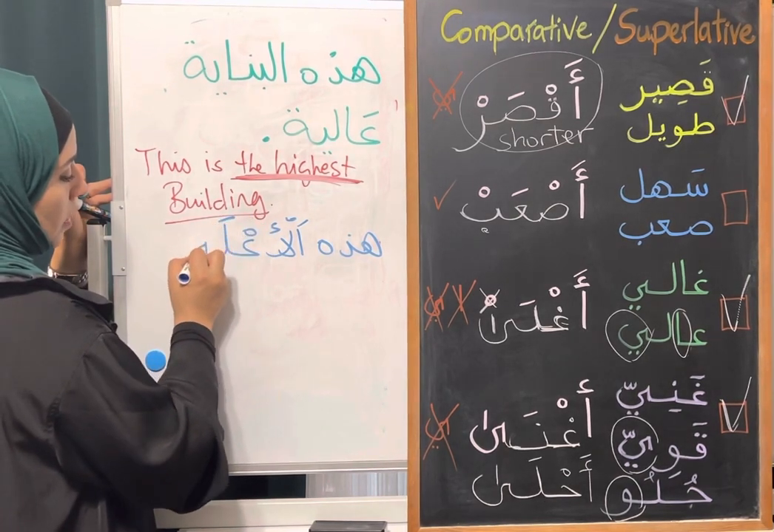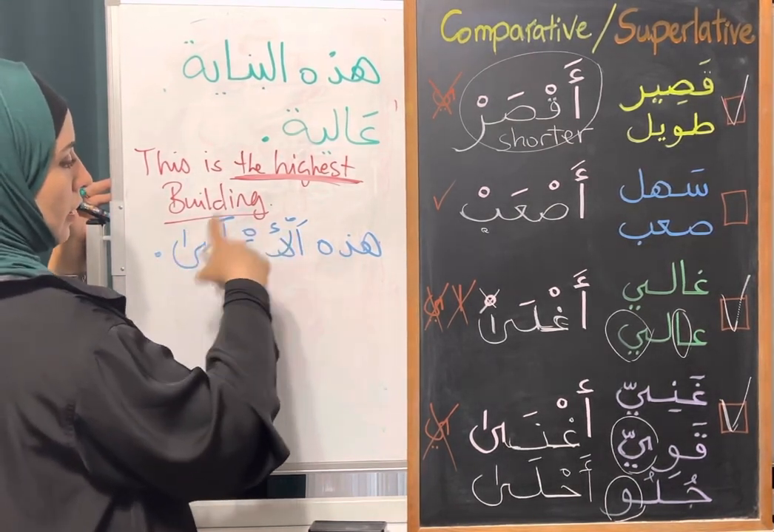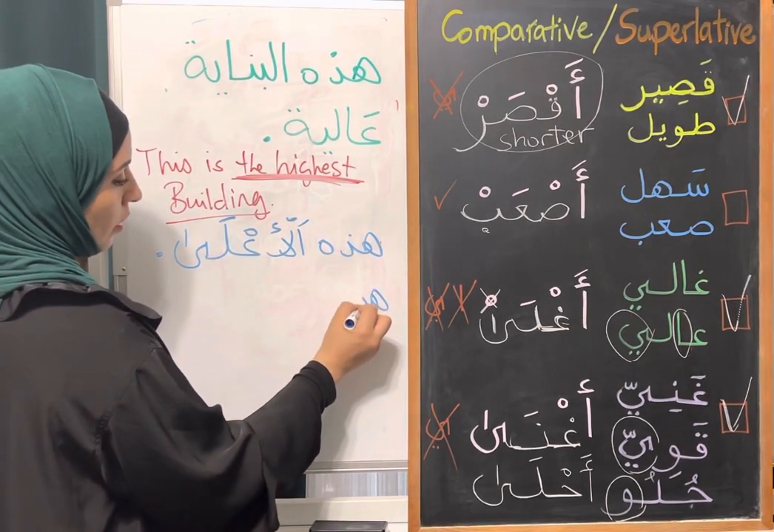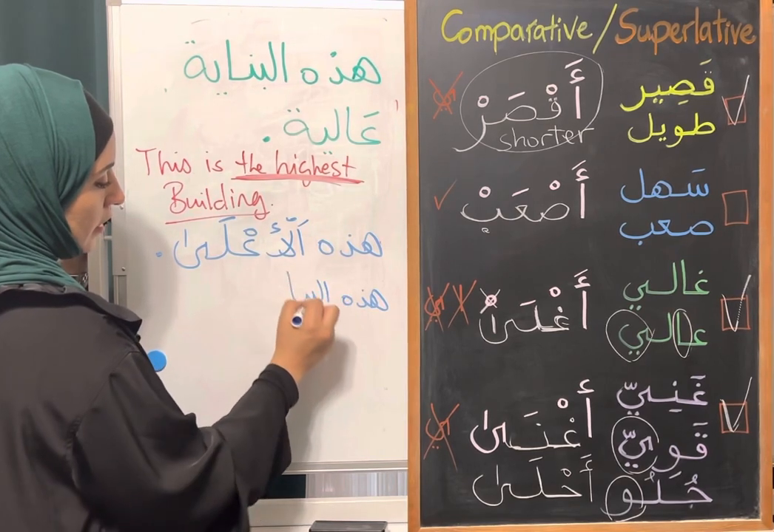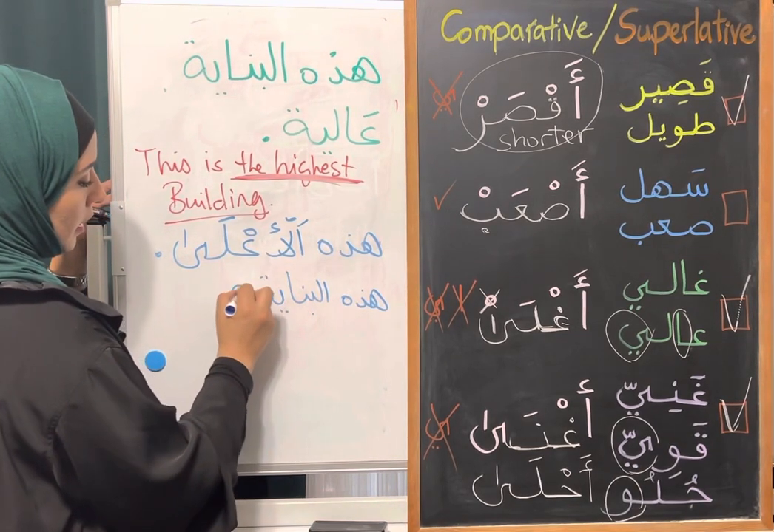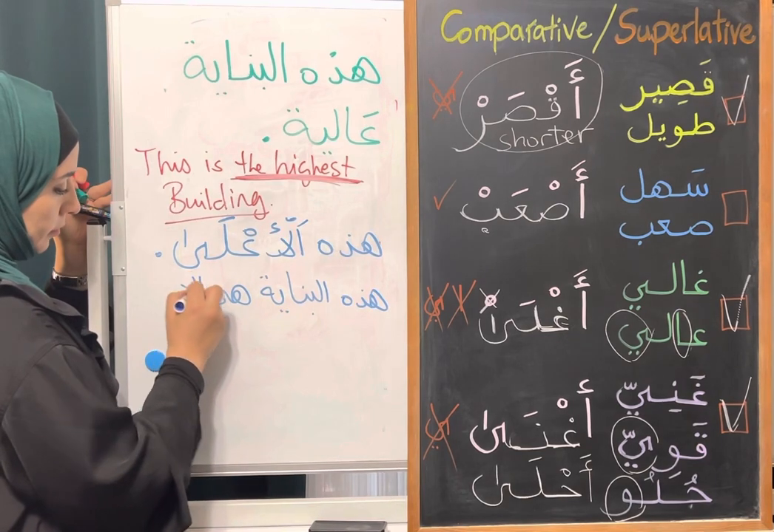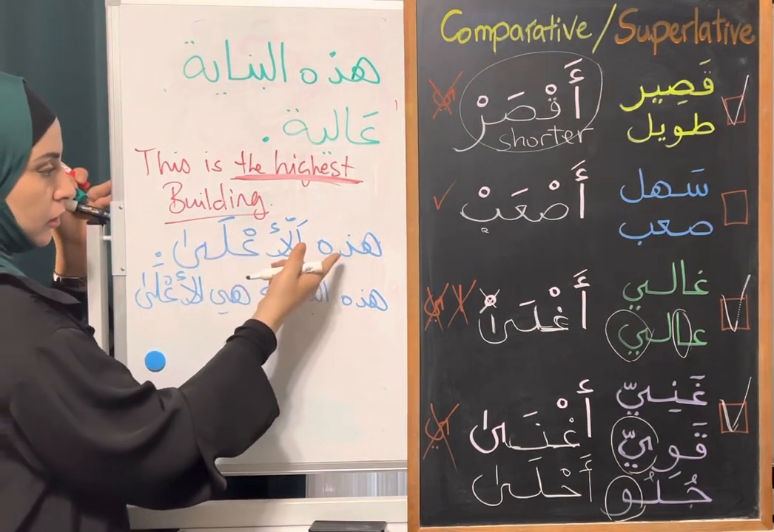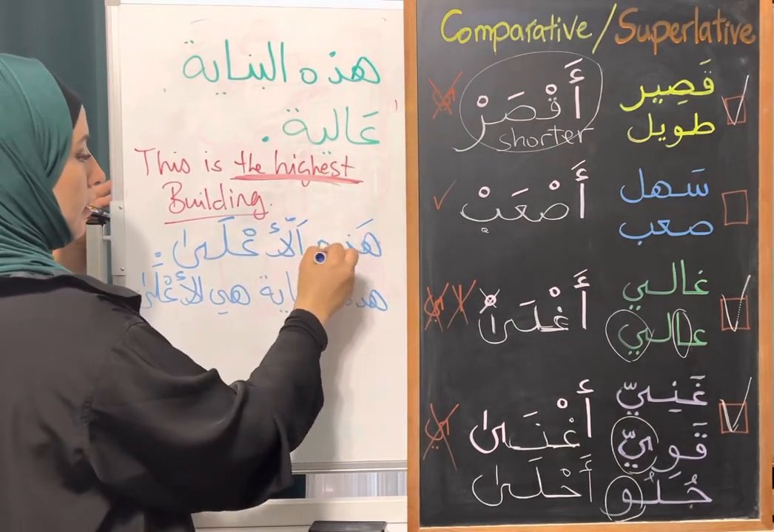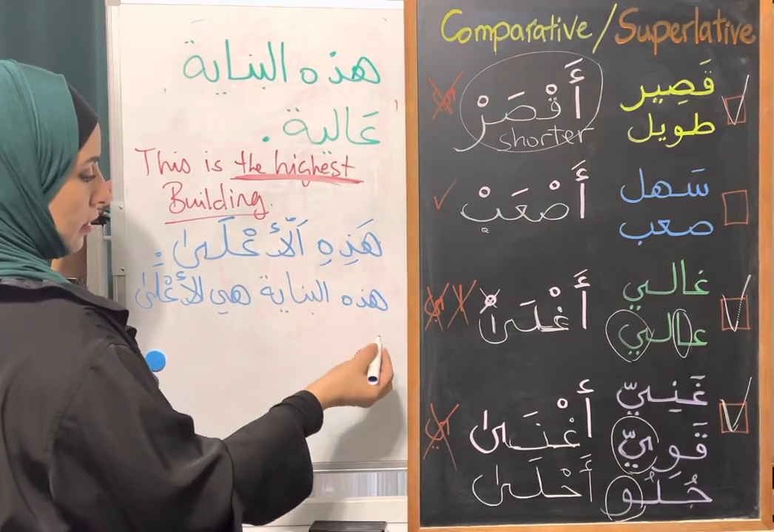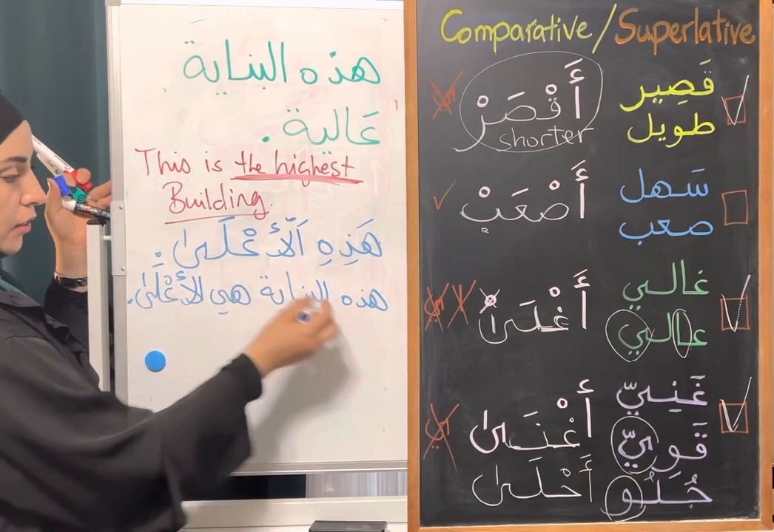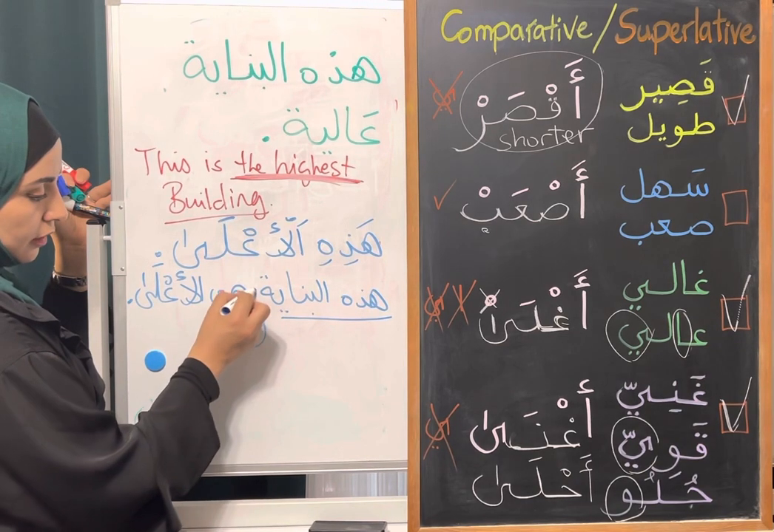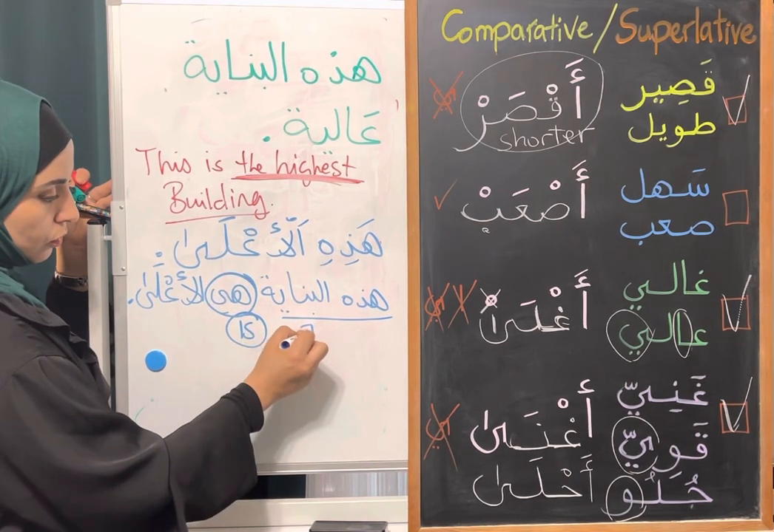I'm trying to think about ways you could say that this is هذه الأعلى, this is the highest, or هذه البناية هي الأعلى. So if both people know that you're talking about the building, you can say هذه الأعلى, this is the highest. هذه البناية هي الأعلى. This building is the highest. And over here, هي refers to the building.